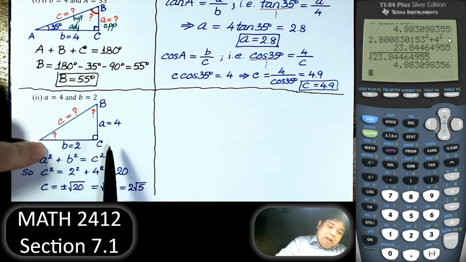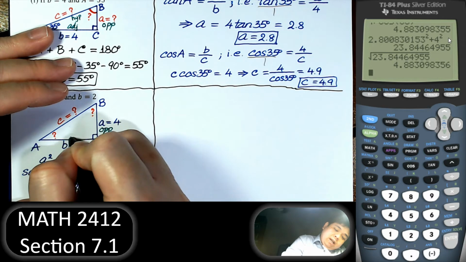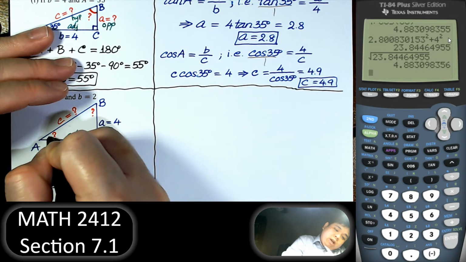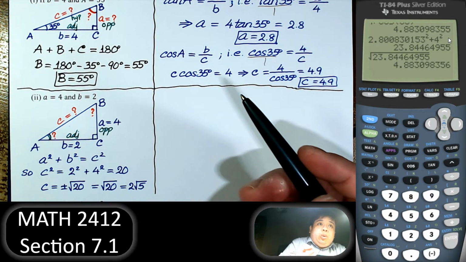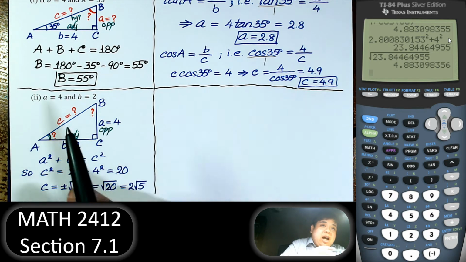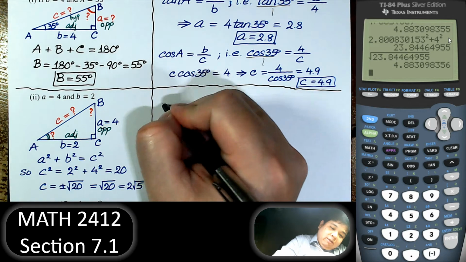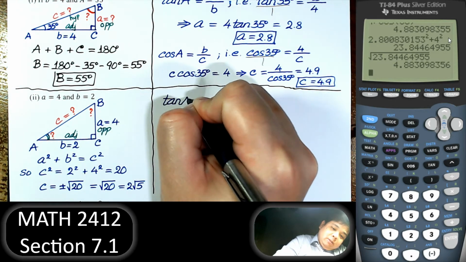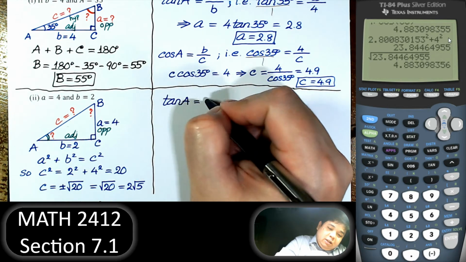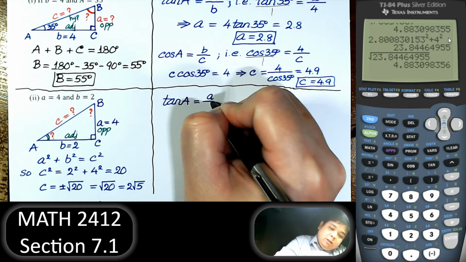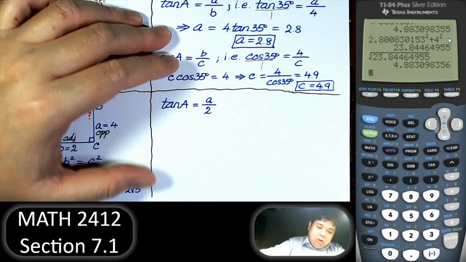With respect to angle A, we have the opposite and we have the adjacent with respect to angle A. Of course, we can use c too, but c is the calculated value. I prefer not to use it. a and b would be good enough. So we have tangent of angle A is equal to opposite over adjacent, which is b.